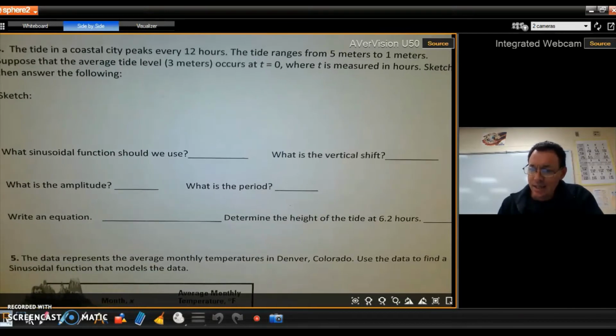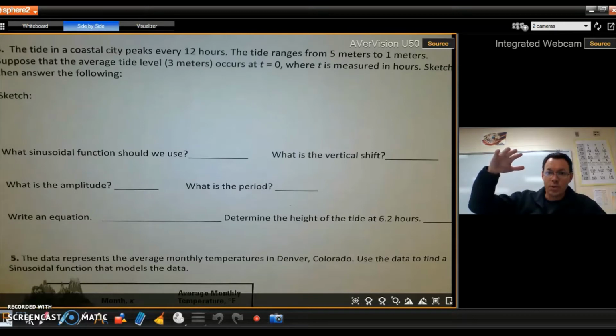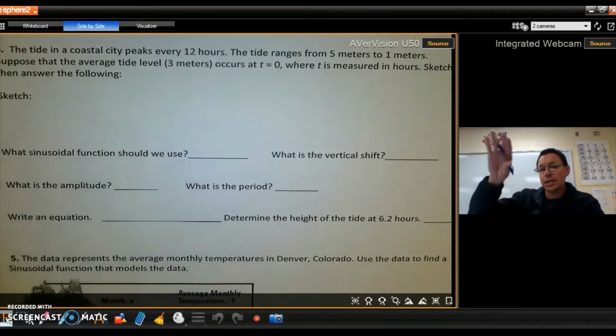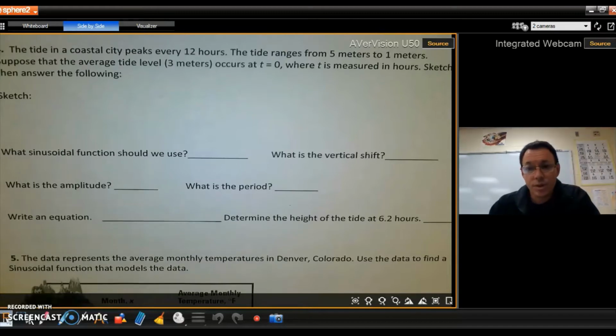It says the tide in a coastal city peaks every 12 hours. So the water in the ocean, there's tides, right? You've got high tides, you've got low tides. So the water level goes up and the water level goes down. When you talk about a sine wave or a cosine wave, don't think of the waves. It's the fact that the tide is going to rise over a certain period of time, and then it's going to go down. And then that's going to repeat. So over time, you're going to get something that looks like a sine graph or a cosine graph. Kind of depends on where they start you out in the problem.